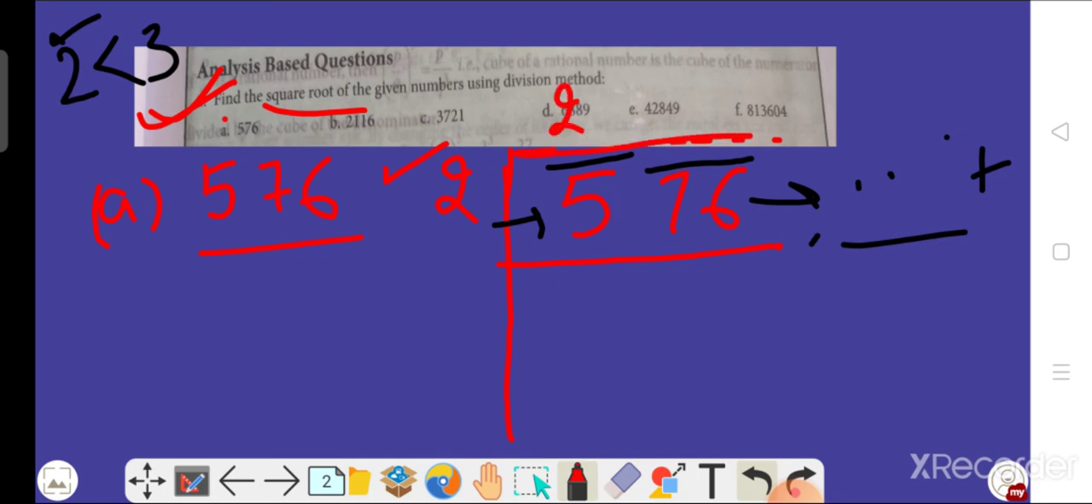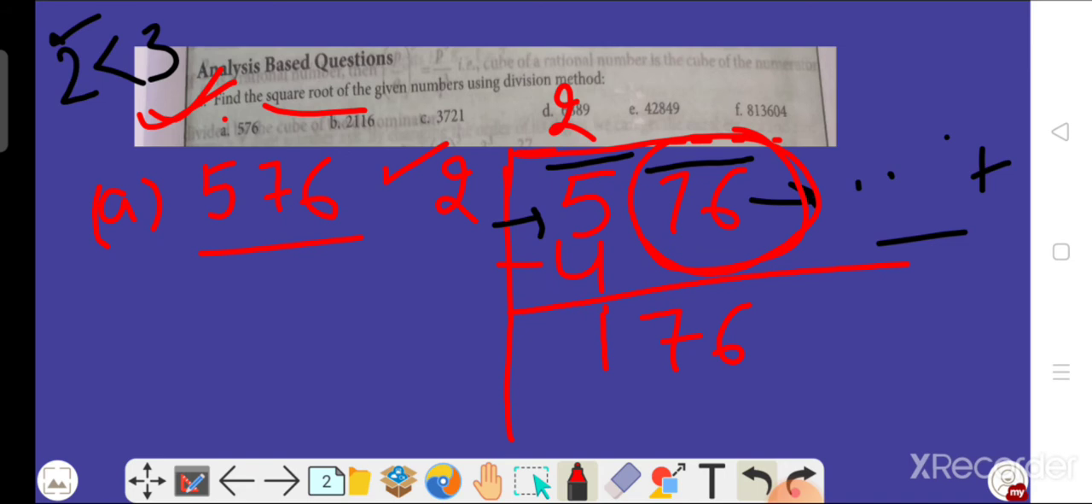So if the quotient is 2, then 2 2s are 4. After subtracting we will get 1. After this we have to take this pair down and it will become here. Okay. Now we have to find the next divisor.